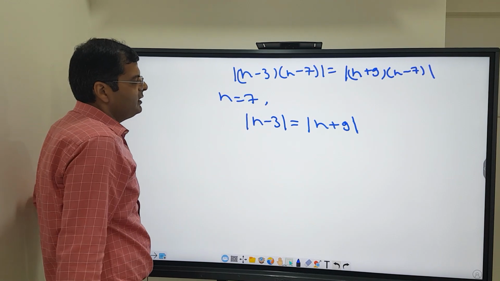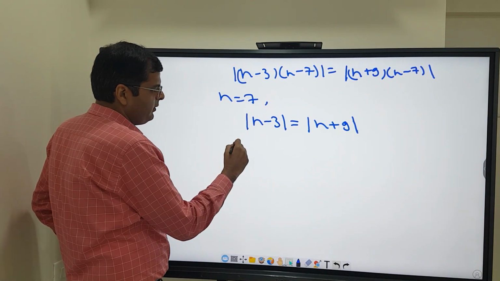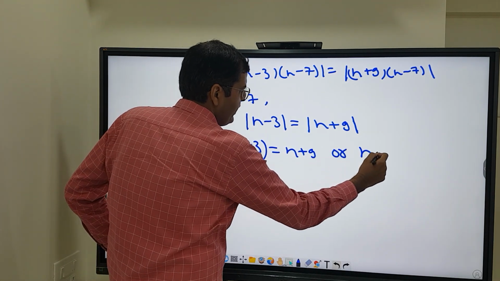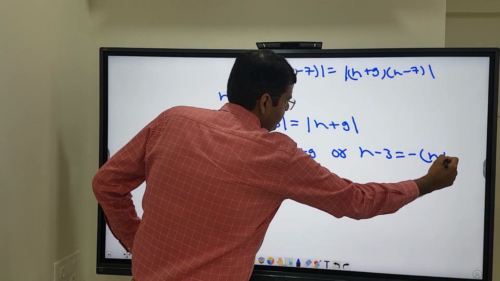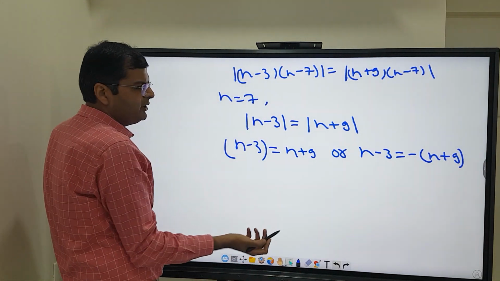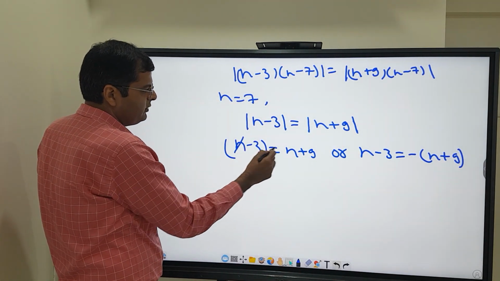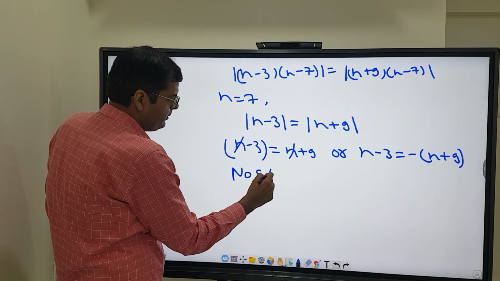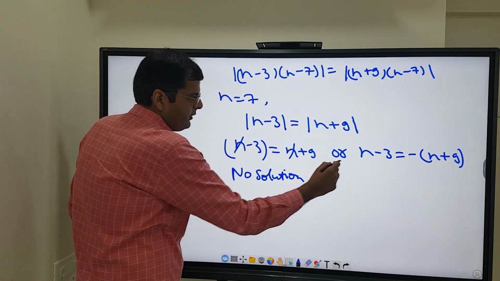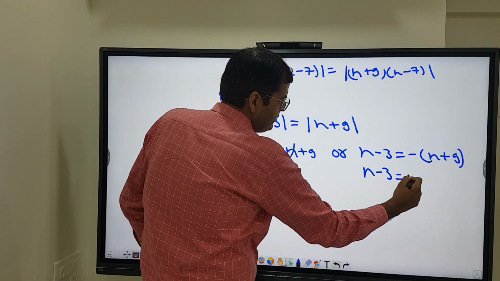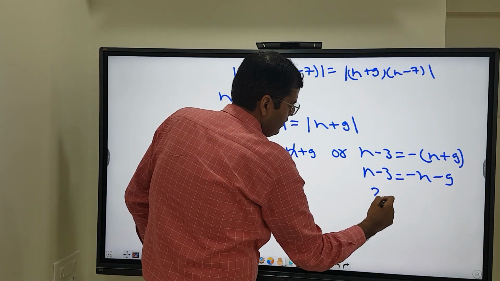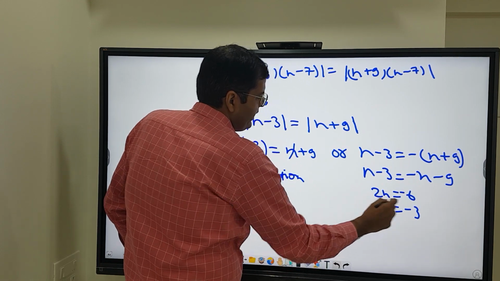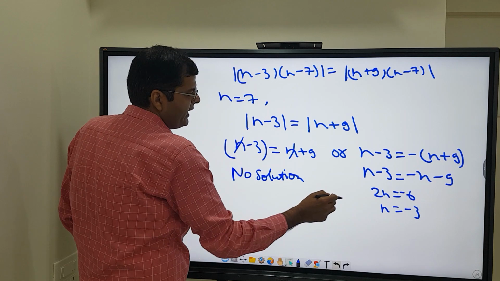Now this is possible only when n minus 3 is equal to n plus 9, or n minus 3 is equal to minus of n plus 9. So n minus 3 equal to n plus 9 cannot happen, because n goes away and this becomes minus 3 equal to 9. That is not possible, so you get no solution from here. From the other part, n minus 3 is equal to minus n minus 9, or 2n is equal to minus 6, or n is equal to minus 3. So we get another solution for n, which is minus 3.